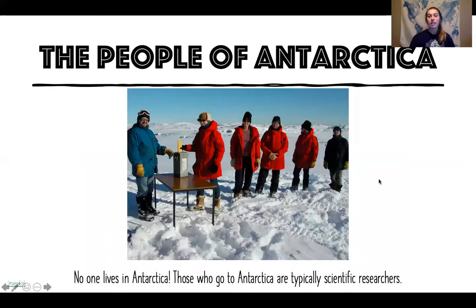Oh, notice no one lives in Antarctica. It is too cold and too dry. The people in this image are scientific researchers. They go there for a short period of time, study some things, and then they leave. So they could be all from a different continent or all from the same one.